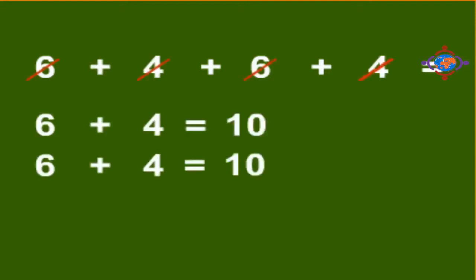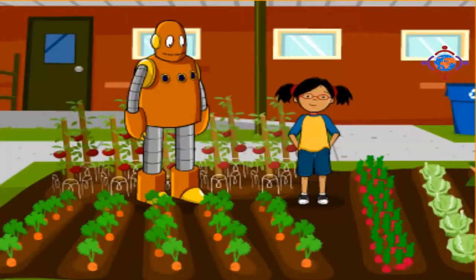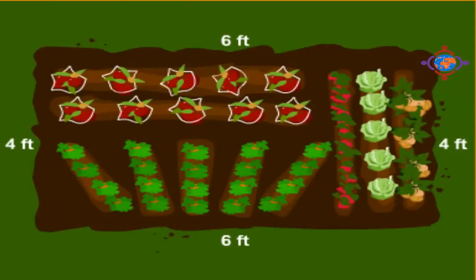6 plus 4 plus 6 plus 4. I know that 6 plus 4 makes 10. So now I add 10 plus 10. That's equal to 20. The perimeter of the garden is 20 feet. Since we know the perimeter, we can figure out how much fencing we need to put around.